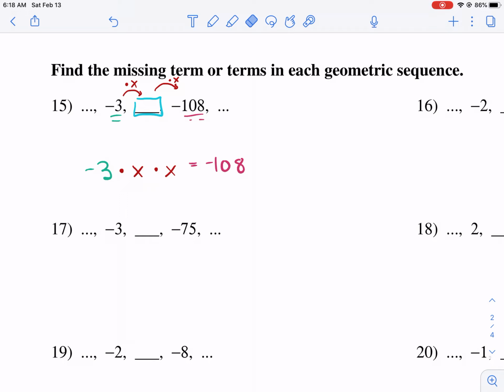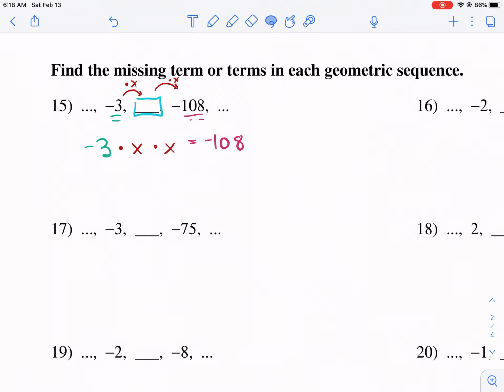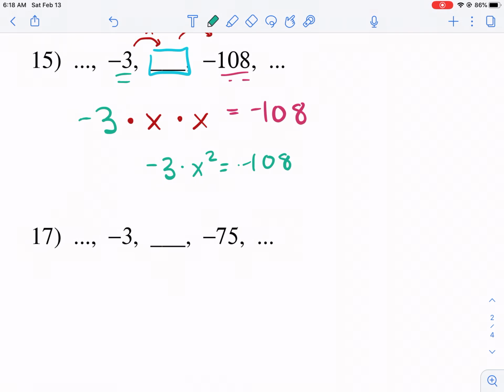So I have here negative 3 times x times x equals negative 108. I can simplify this a little bit and call this negative 3 times x squared equals negative 108, because x times x equals x squared. Repeated multiplication is exponents. Now I'm going to solve for x. I divide by negative 3, divide by negative 3. I get my calculator out: 108 divided by 3, and negative divided by negative is positive. So I get x squared equals positive 36.